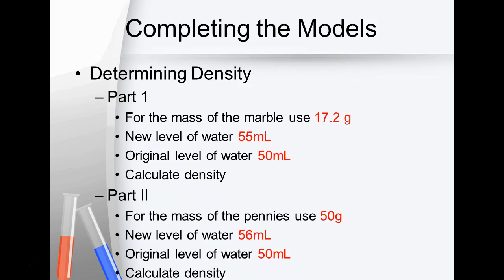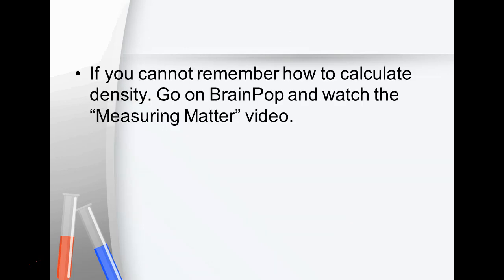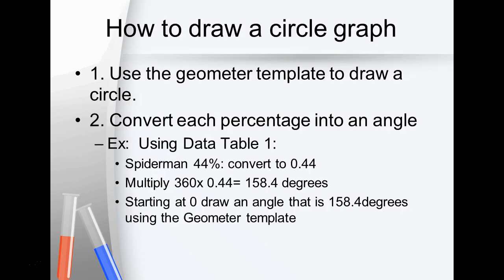You are again going to calculate the volume of 20 pennies by subtracting the original level of water from the new level of water. You are then going to put your information into the equation for density, which is mass divided by volume. If you cannot remember how to calculate density, go to BrainPop and watch the Measuring Matter video. Sign into BrainPop using your Clever account and watch the Measuring Matter video. It tells you how to calculate volume.